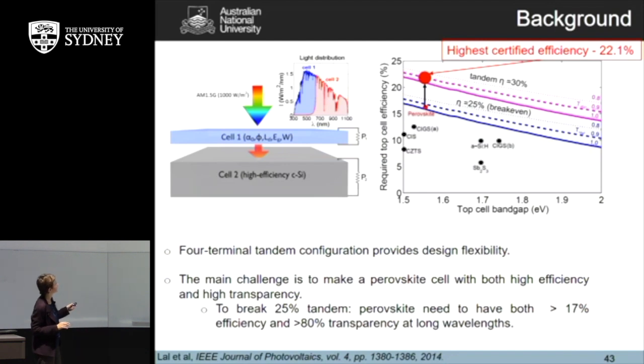Now, when we started this, there was a new type of material just being developed called perovskite. That material has increased in efficiency really fast, so now the highest efficiencies are 22%. So this is a really promising material for putting on top of silicon solar cells. But what you need to do is make it high efficiency, and you also need to make it transparent to the red light so that the red light can pass through the top cell and hit the silicon solar cell.